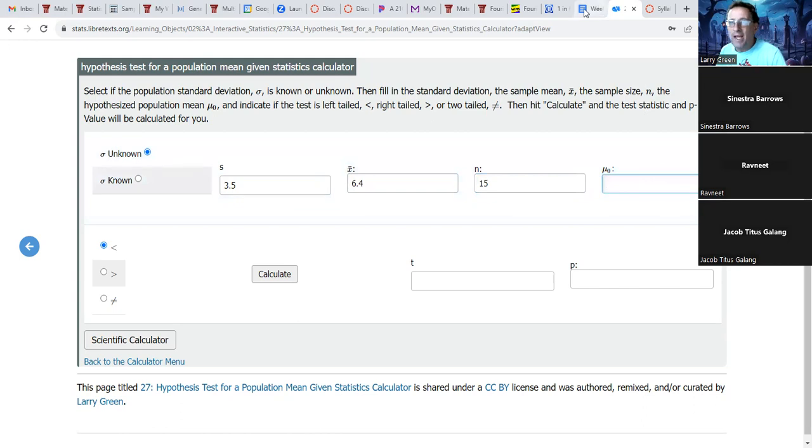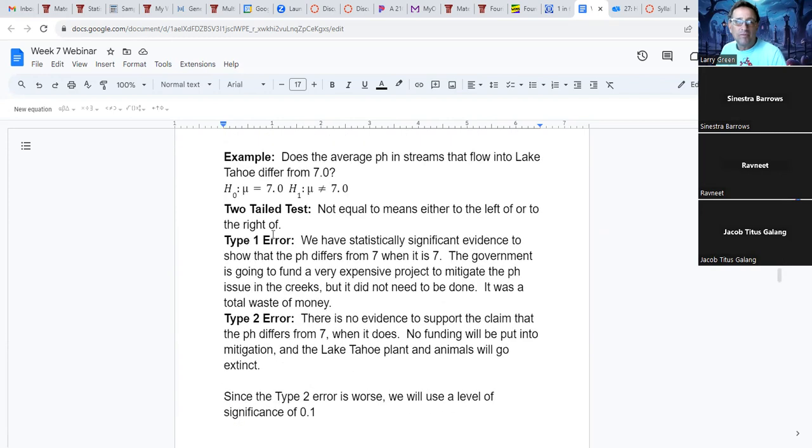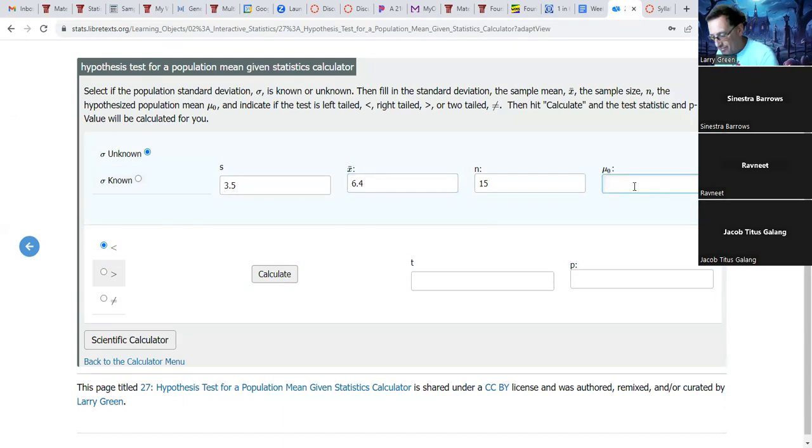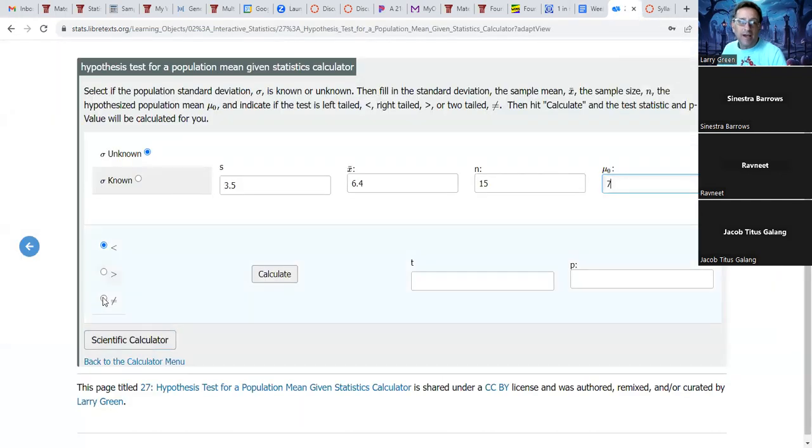And our mu naught, you find the mu naught by looking at the hypothesis. See H naught? Mu naught is the number that mu is equal to in H naught. In this case, it's 7. And then we have a not equal to sign, right? It's a two-tailed test, so we need to click on the not equal to. It's very important that you pay attention to everything you have to click on. And then hit calculate.